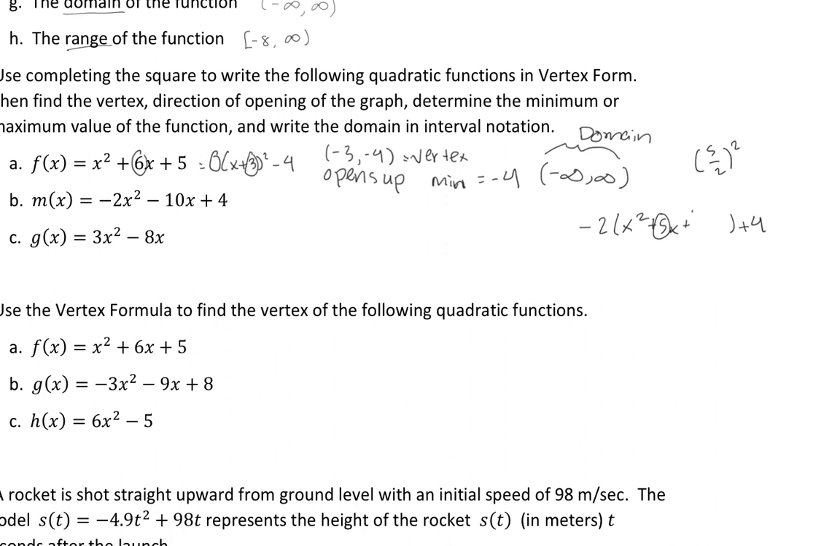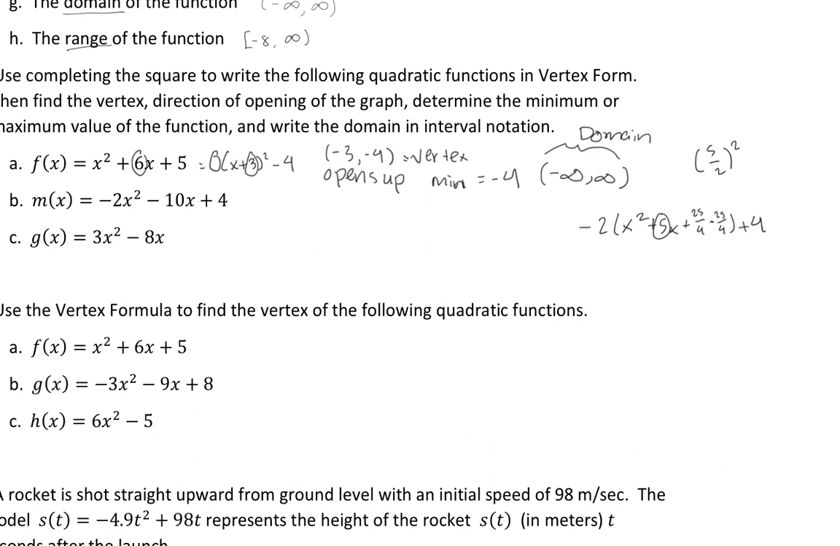So then we're going to add a 25/4 here and then subtract a 25/4. Now we want to take this -25/4 out of there, because if we keep that in here, we won't be able to complete the square, right? So if we try and bring that -25/4 out of there, since it's being multiplied by this -2, we have to multiply it by the -2.